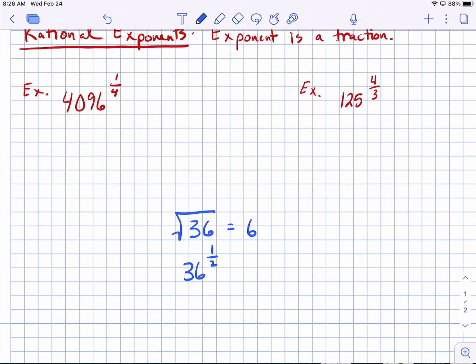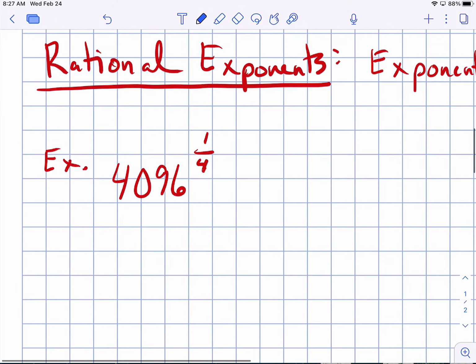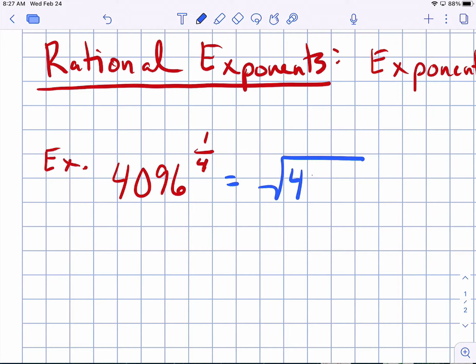So here's how we figure out these. Both of these are probably going to be calculator problems, these examples up here. When I have 4,096 to the 1/4 power, just like I said that the square root of 36 is the same thing as the 1/2 power, I'm going to use this same symbol. A lot of times people say, if I ask you what I just wrote here, that's the square root symbol. Technically, that's not called the square root symbol. That's called a radical symbol.